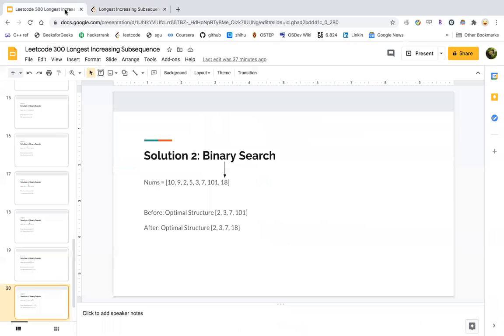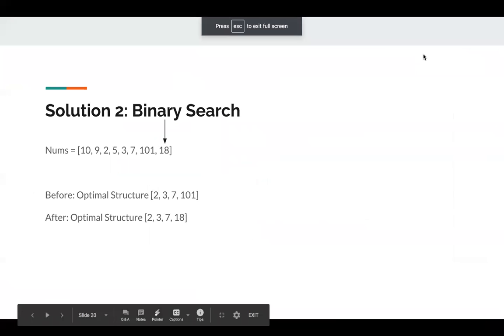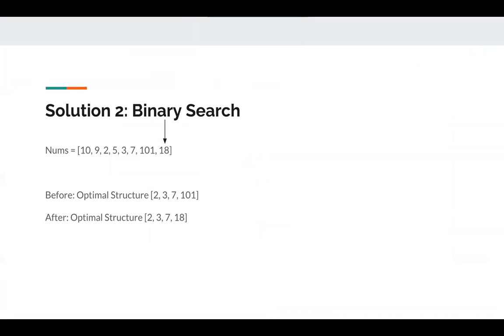Yes. So the main idea here is we can maintain an optimal structure, and for each new element, we try to make our optimal structure better. If the new element is very large, we just append it to the current optimal structure. If the new element is not very large, in the binary search, we can find the element greater or equal than the current element, and we can replace that element with the current element so that we can make our structure better. Yes, that's it. Thanks.